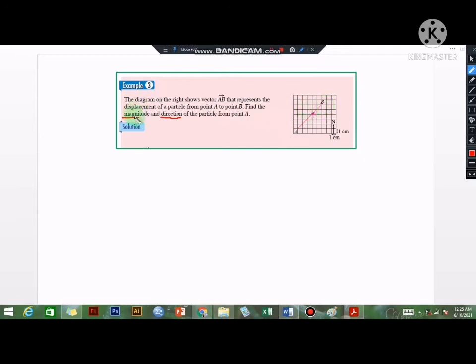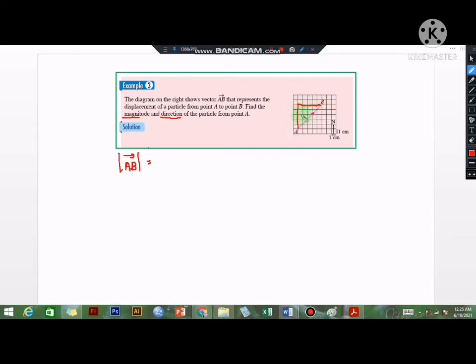The first thing you need to do is find the magnitude first, the magnitude of AB. The symbol of the magnitude is |AB|, this one. Then look at this: we want to find this length. So how? Let's look at this one.